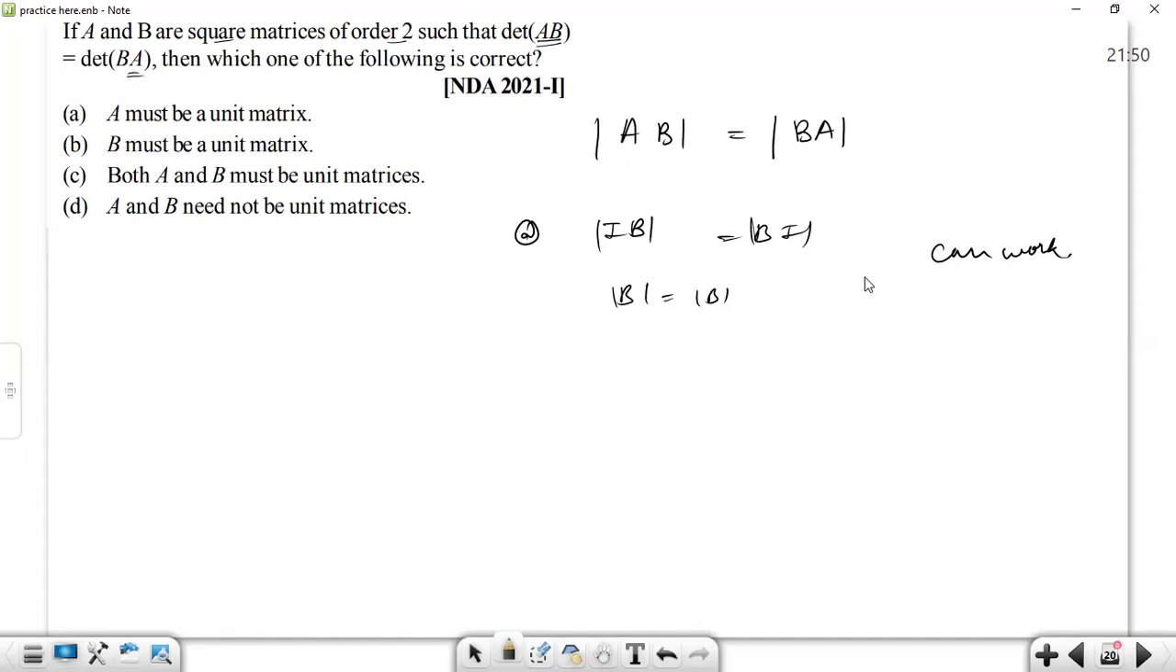But it's not the only condition that A has to be one. A has to be a unit matrix, or B has to be a unit matrix? No. Otherwise, also we know that AB matrix is equal to BA matrix when A and B are symmetric matrices. So if we go back and open our notes, there's a property in symmetric matrices that AB is equal to BA when B is a symmetric matrix or A is a symmetric matrix.